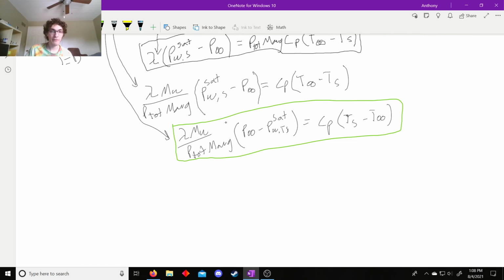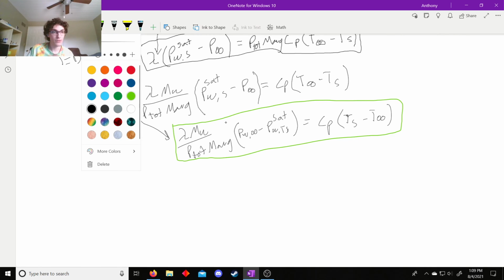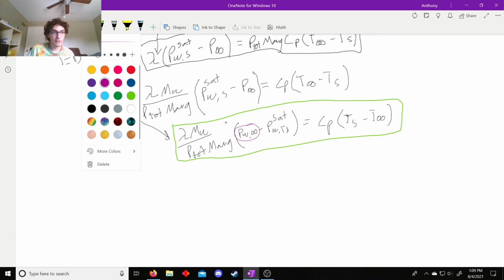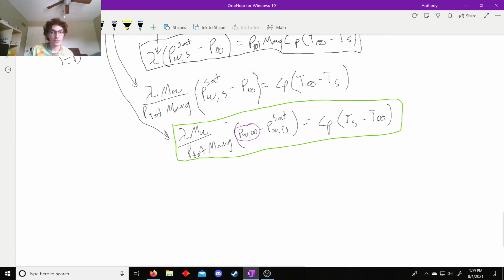So the only thing we have is this partial pressure of, again, I'm going to be a little more specific here, partial pressure of water at infinity or in the environment. That's actually what we're solving for. So this is the only thing we don't know. So we would solve for that, and finally, all that's left is going to be to get relative humidity.